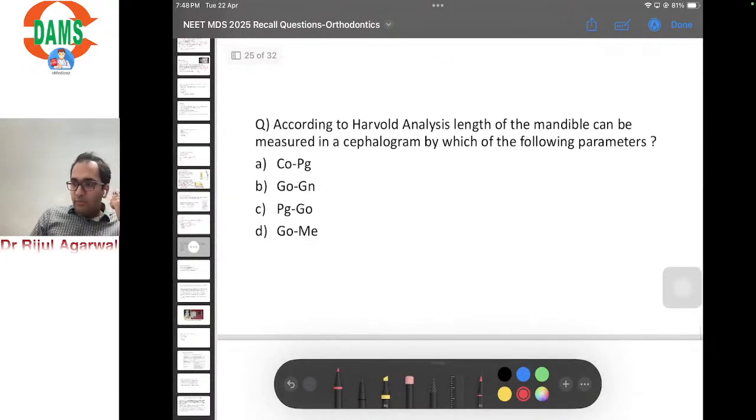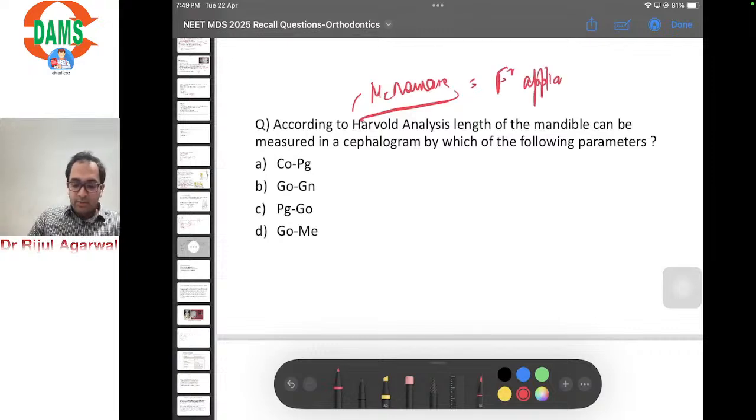Next, according to Harvard analysis, the length of the mandible can be measured in a cephalogram by which of the following parameters. So Harvard, or you can say Harvard McNamara analysis. As I discussed in the class, it's an analysis used before doing functional appliance therapy. So it's a part of functional appliance therapy. So what are they asking you about? How to measure, what landmarks are used to measure the length of the mandible? Condylion to pogonion, gonion to nasion, pogonion to gonion, gonion to menton.